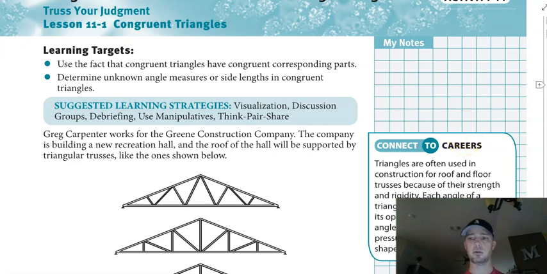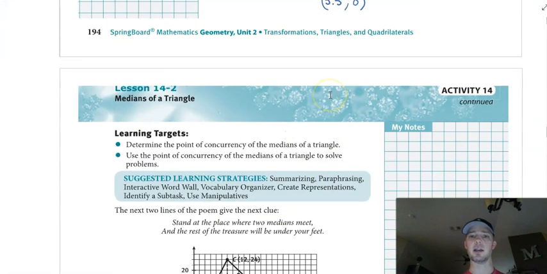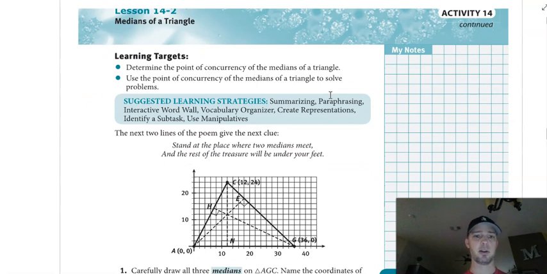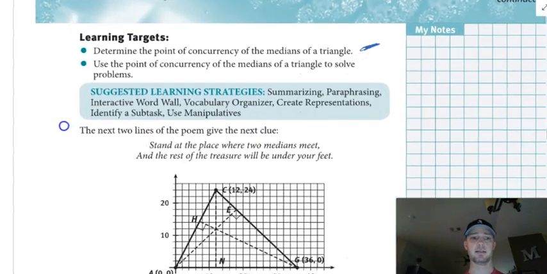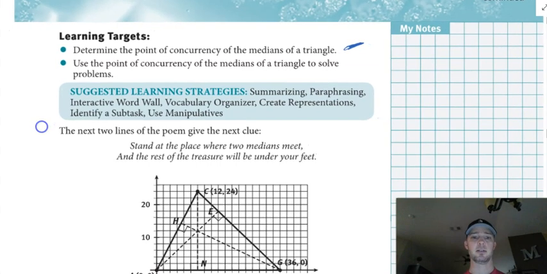So our goal, 14-2, is to determine the point of concurrency for medians. Obviously, we need to know what medians are, as well as use the point of concurrency for medians to solve problems. Just like 14-1 when we did altitudes, we need to find the point of concurrency with medians. We're going to do some algebra on this as well.